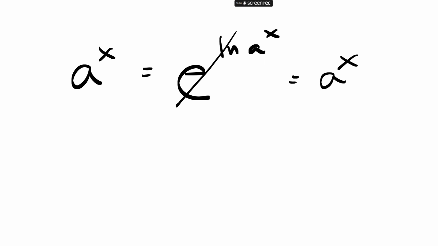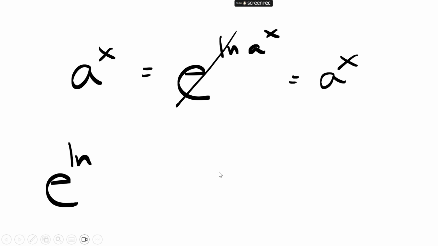So therefore, I know that's true right here, right? That's the same thing. If I cancel the e to the ln, I just get a to the x. Those are the same. Okay, that's cool. Okay, another little trick, and then we'll get started.